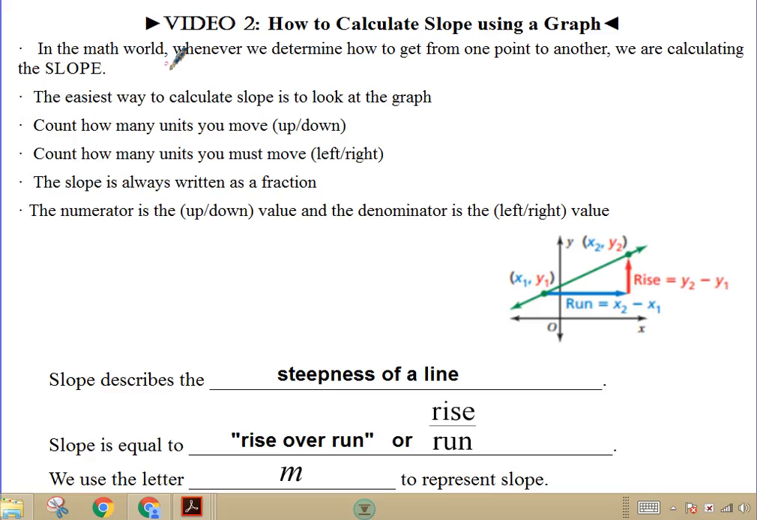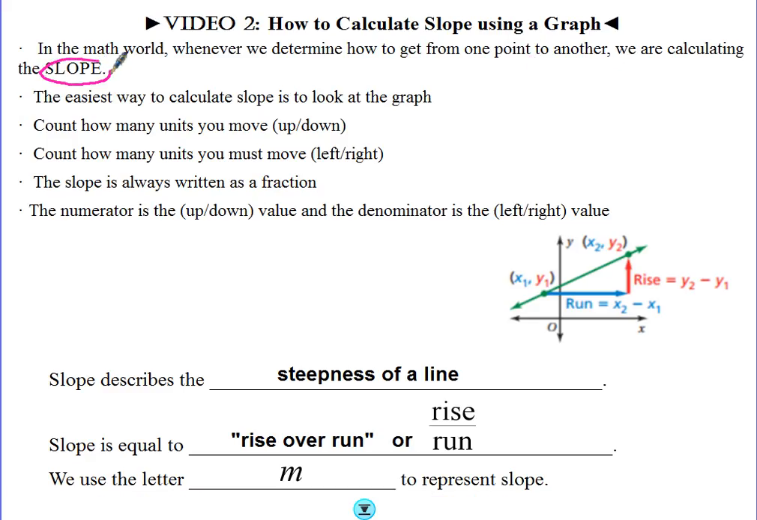First, in the math world, whenever we determine how to get from one point to another, we're calculating the slope. And this is just like what we went over in video number 1, how Jackie went from point A to point B. We could have gone up and right like this, or we could have gone right and up, and we're still going to end up at the same place.